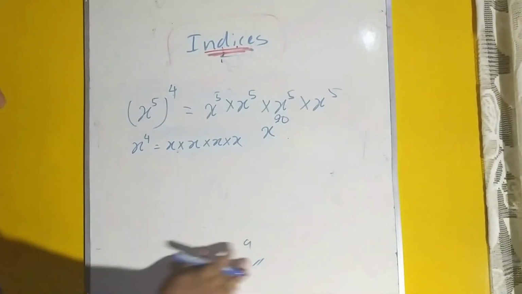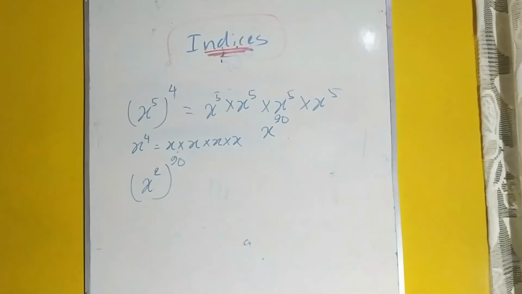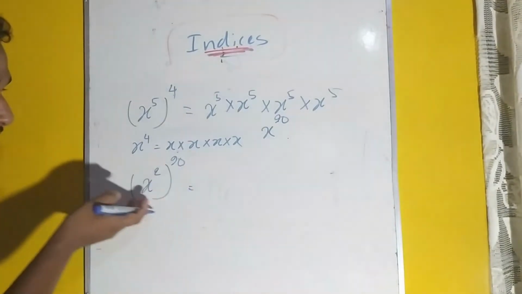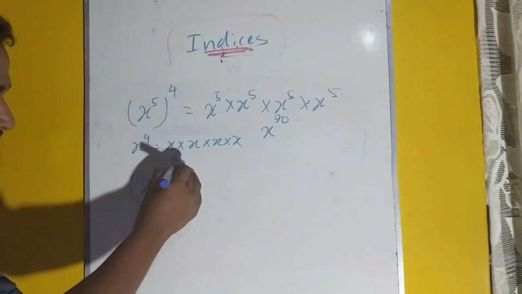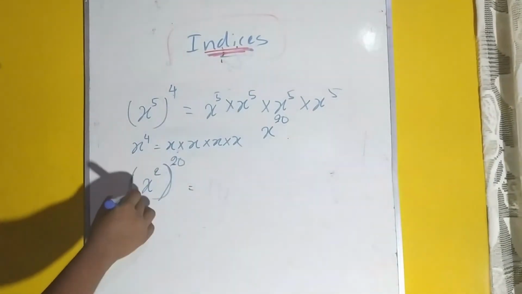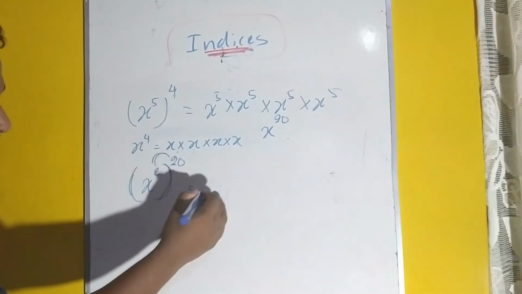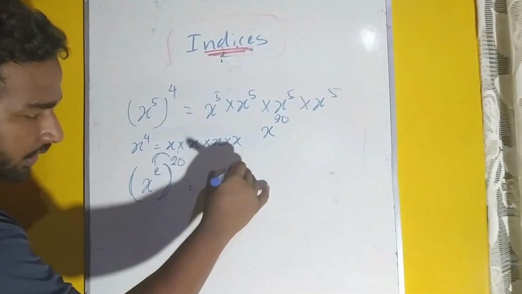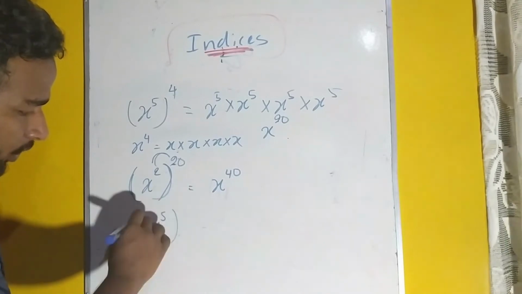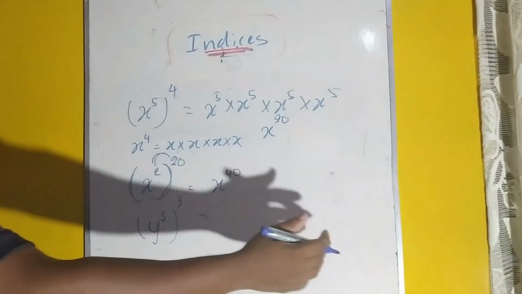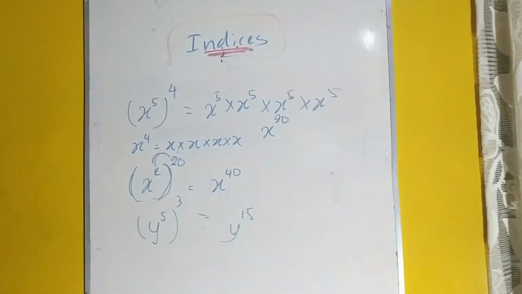So if they give it like this, x to the power 2 whole to the power 20, just tell me, can you write it 20 times? It's difficult. So only in this situation, if there is a bracket and there are two powers, you can multiply the powers. 2 into 20 is 40. So x to the power 40. So if they give y to the power 5 whole to the power 3, no need to write it 3 times, you can just say y to the power 5 into 3 is 15.